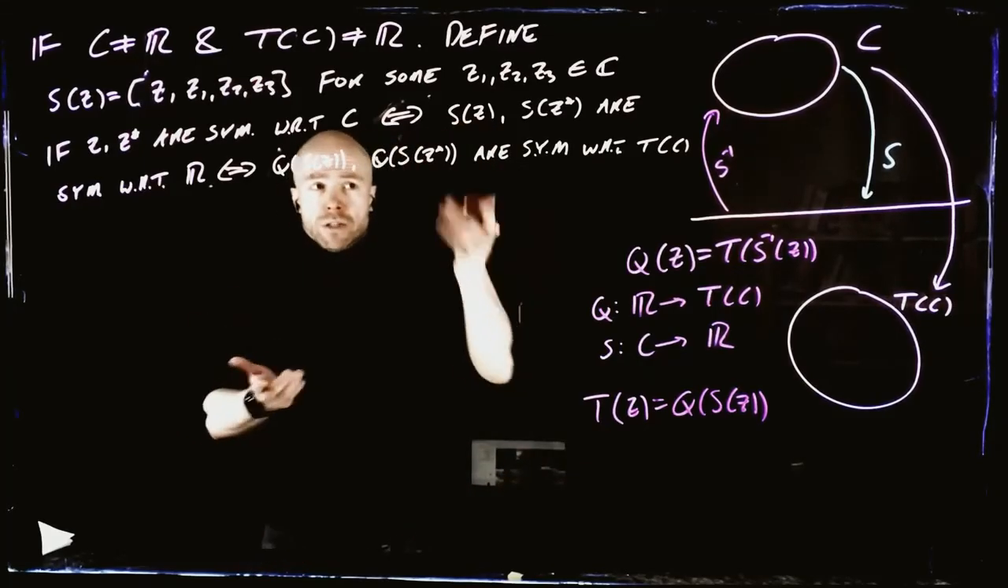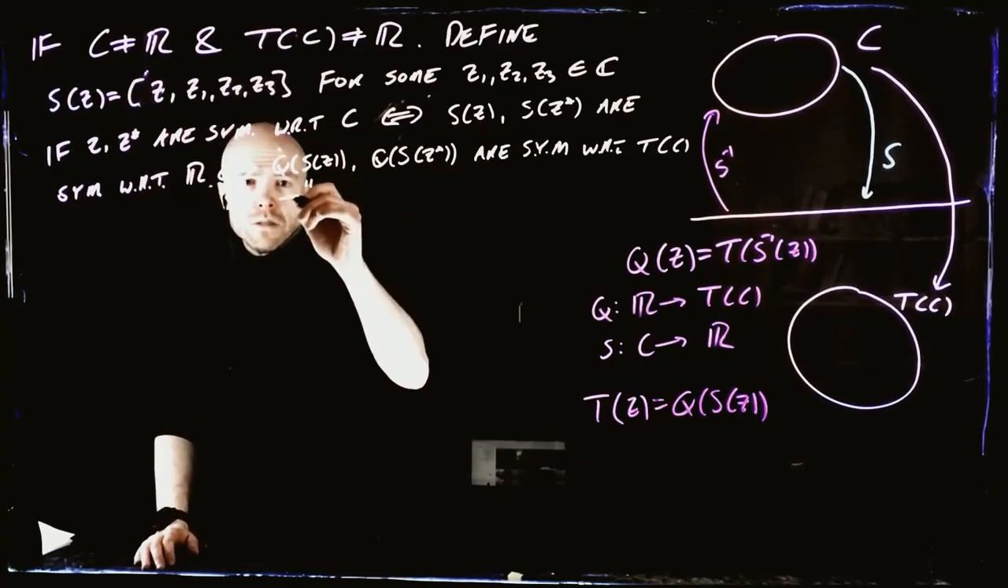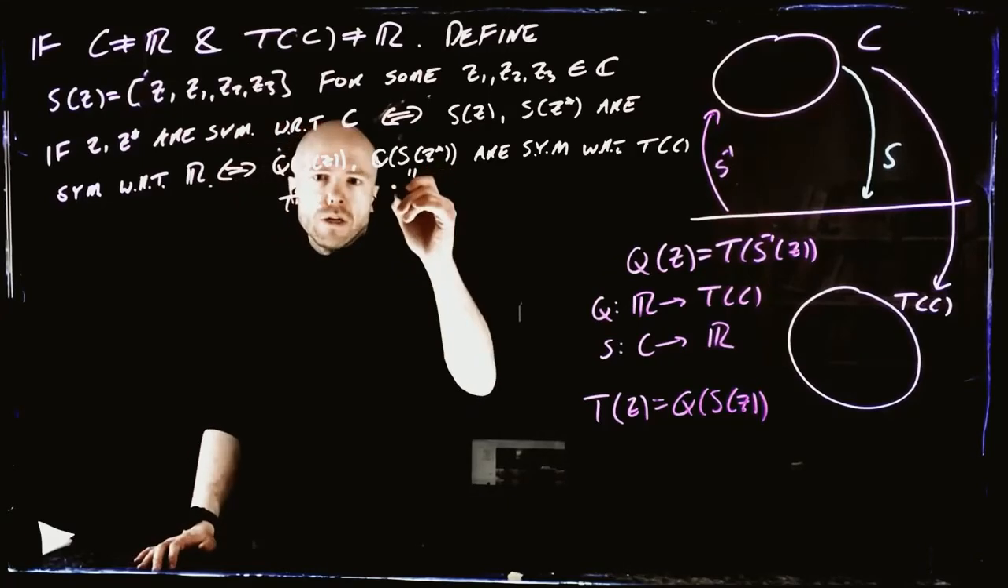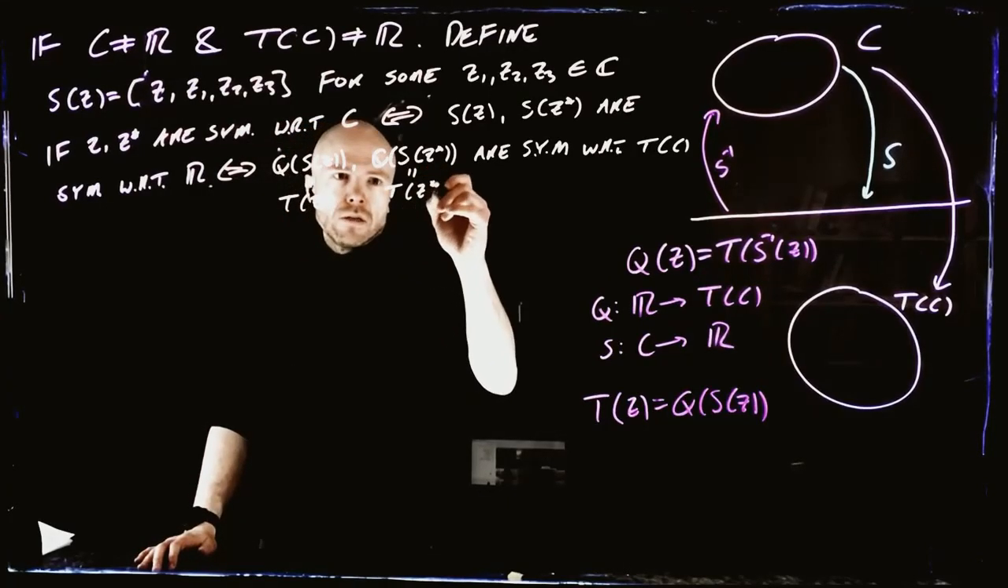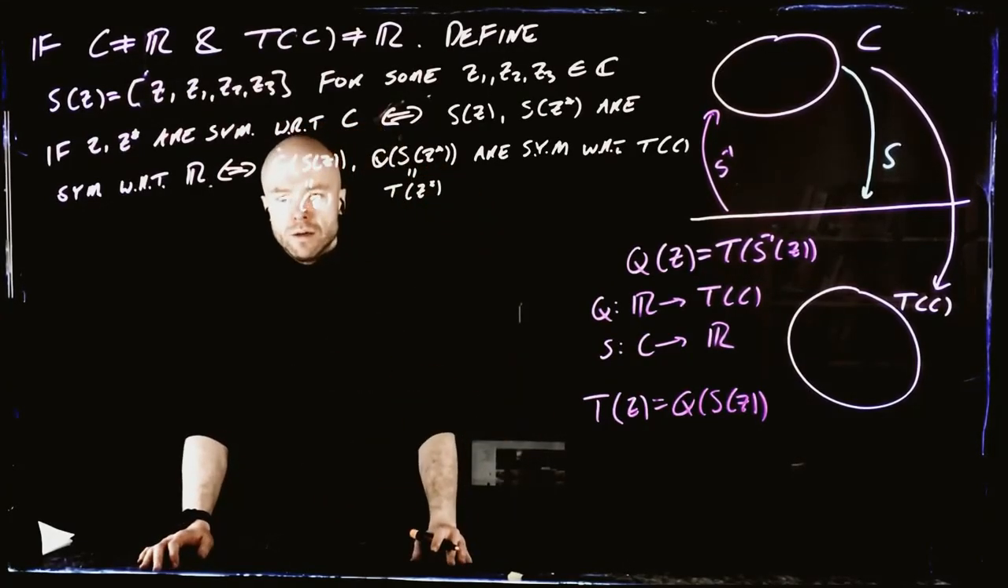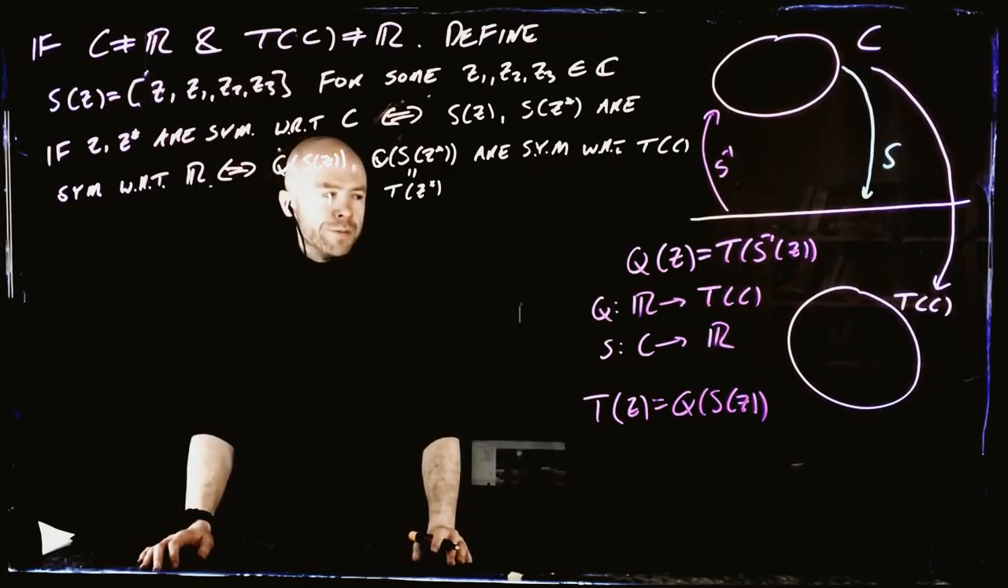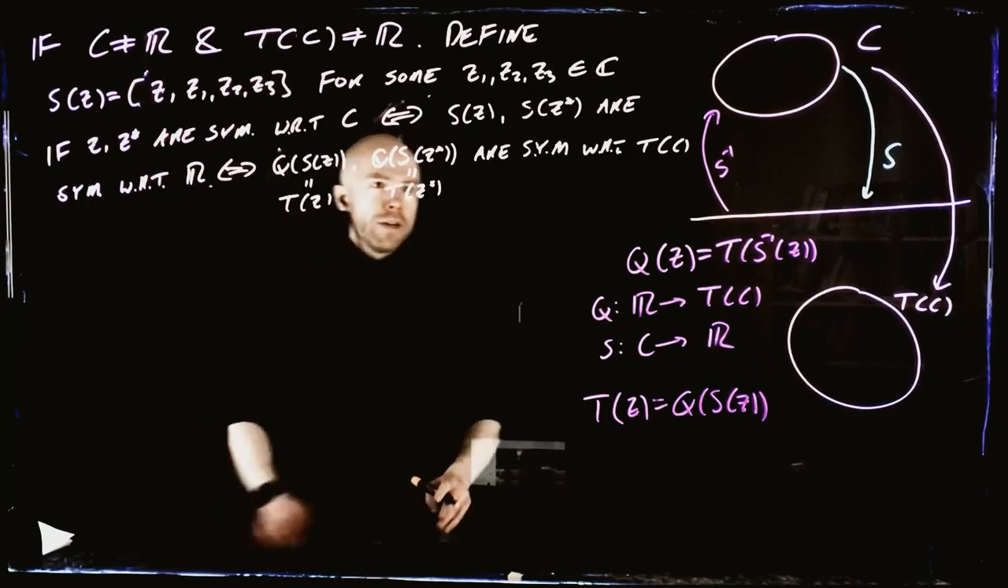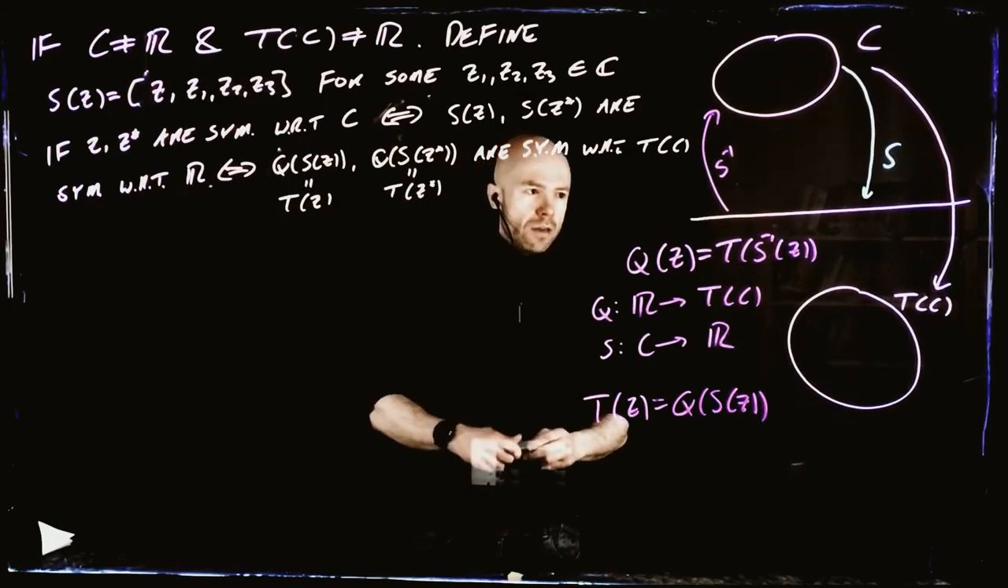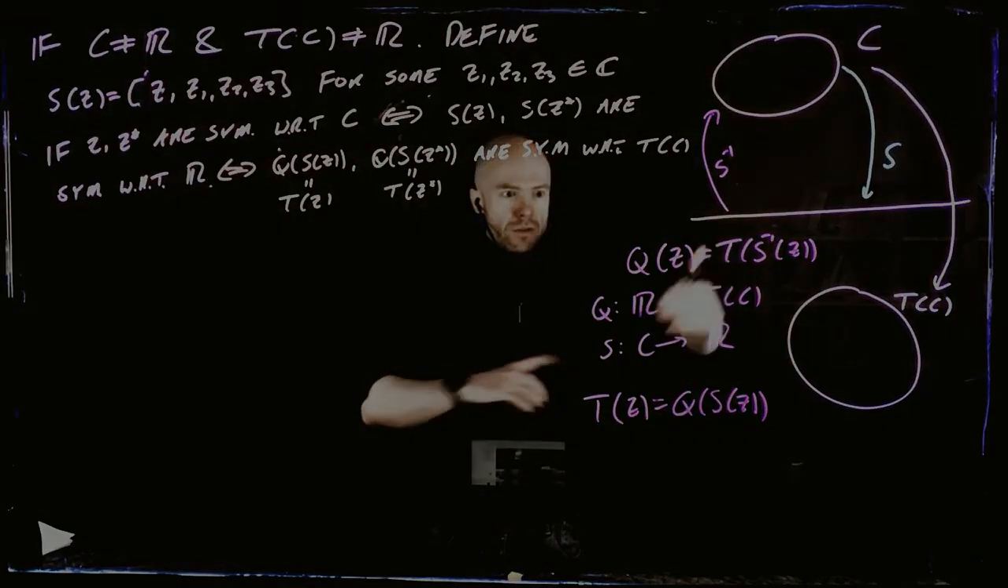And by definition, this is just T of Z, and this thing is just T of Z star. So we have exactly the statement that we want. Cool. So the general case is kind of easy, reduced down to the special case through this factorization.